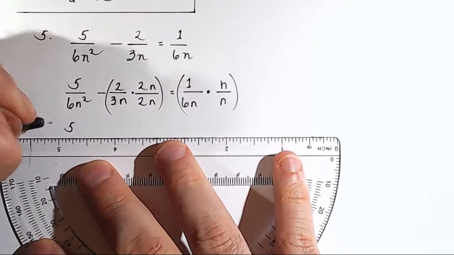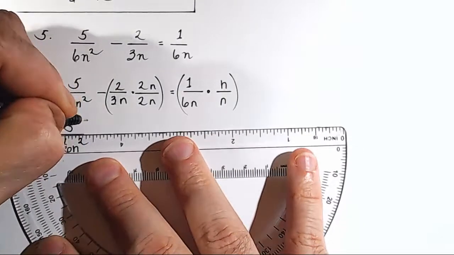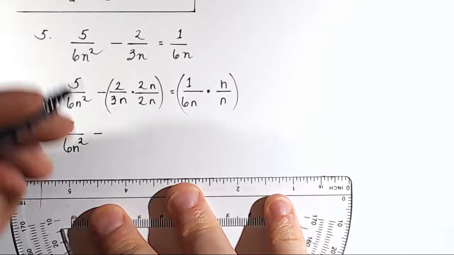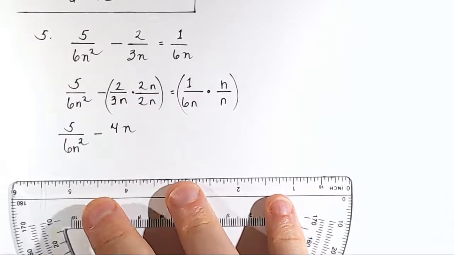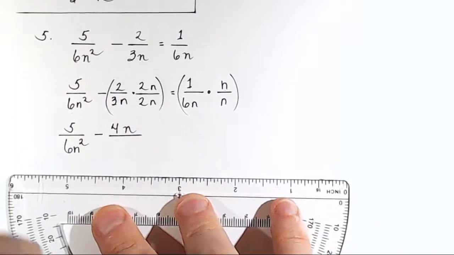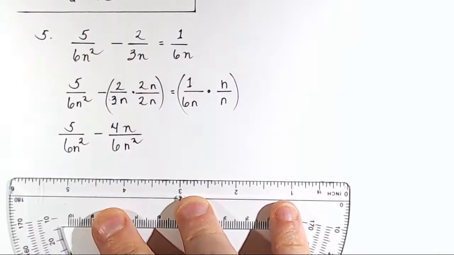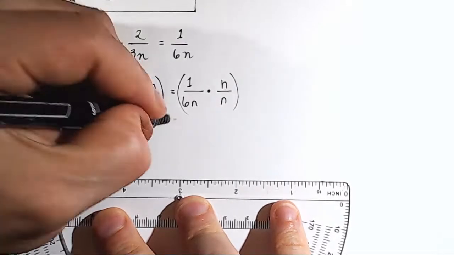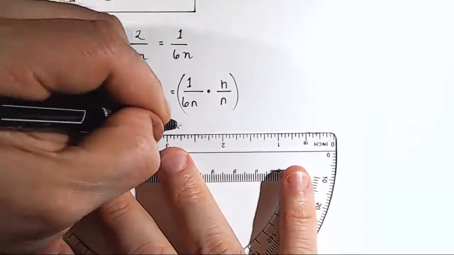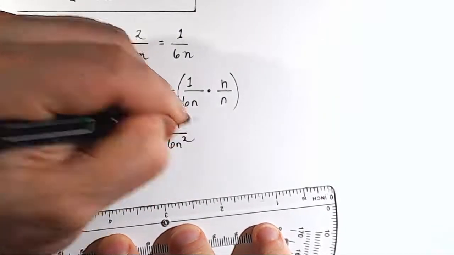New line, let's rewrite 5 over 6n squared. Do a lot of rewriting in algebra. Okay, and we'll put the minus sign here, and let's perform this. 2 times 2n is 4n, over 3n times 2n is 6n squared. Okay, so now I've got common denominators with those, equals. Multiply across the top, 1 times n is n, over 6n times n is 6n squared.